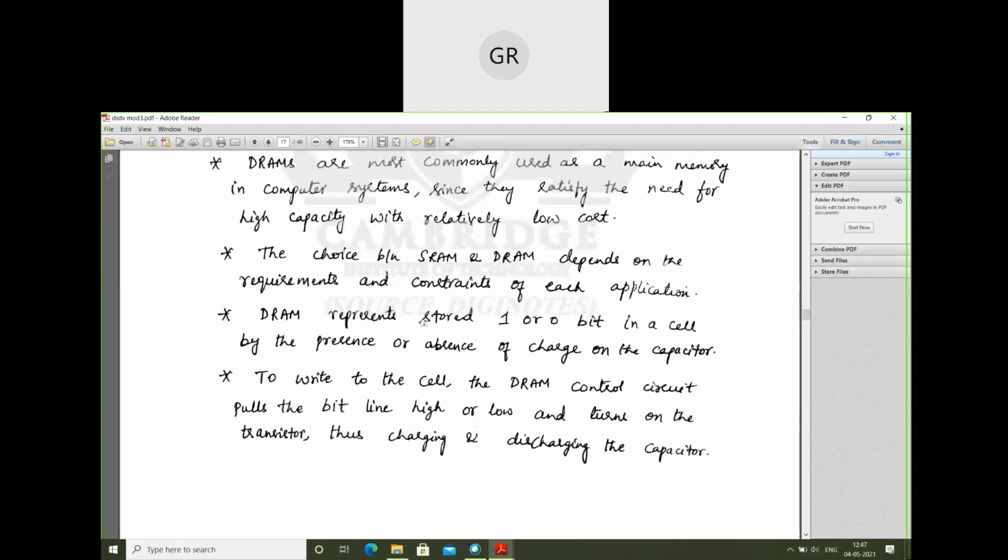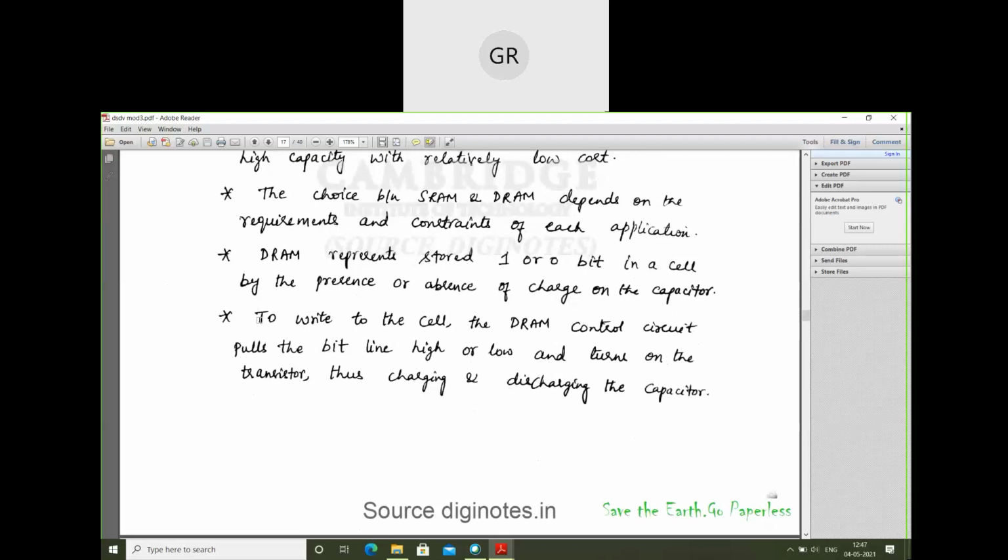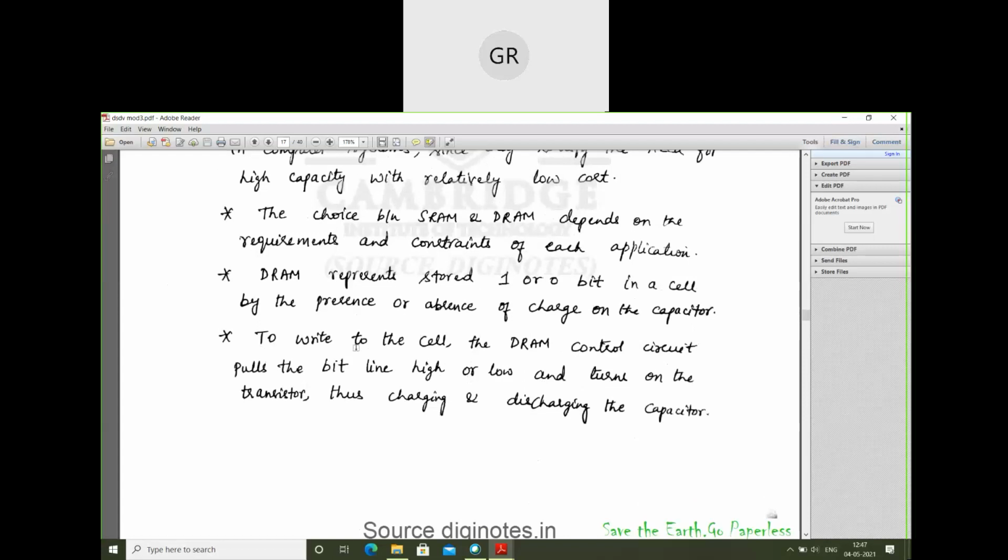DRAM represents a stored 1 or 0 bit in a cell by the presence or absence of charge on the capacitor. When the capacitor is charged, data 1 is stored. When it is discharged, data 0 is stored. Just remember that. To write to the cell, the DRAM control circuit pulls the bit line high or low and turns on the transistor, thus charging and discharging the capacitor.